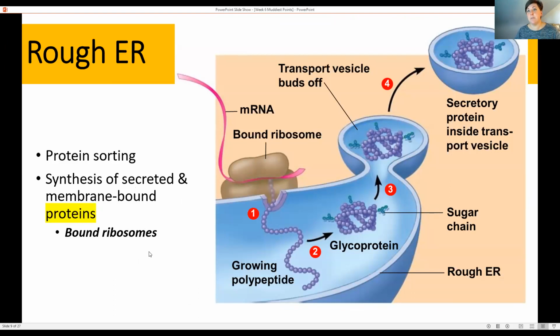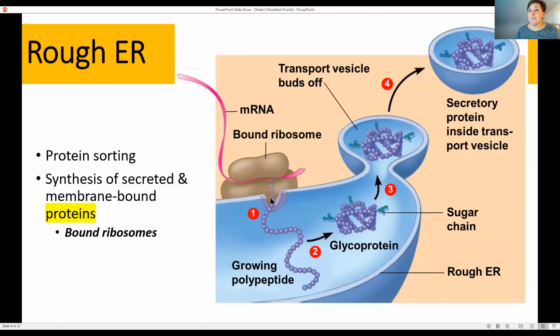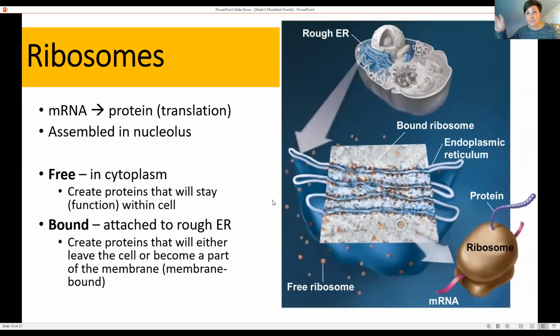Because free ribosomes are making proteins that are not associated with a membrane, those proteins have to stay in the cell. They stay in the cytoplasm. Bound ribosomes make proteins that enter into the rough ER and therefore end up wrapped in a membrane. And so those proteins will either become a part of a membrane or exit out of the cell. So the rough ER is called the rough ER because of those bound ribosomes. Ribosomes make protein, all right? So you should think rough ER, protein.